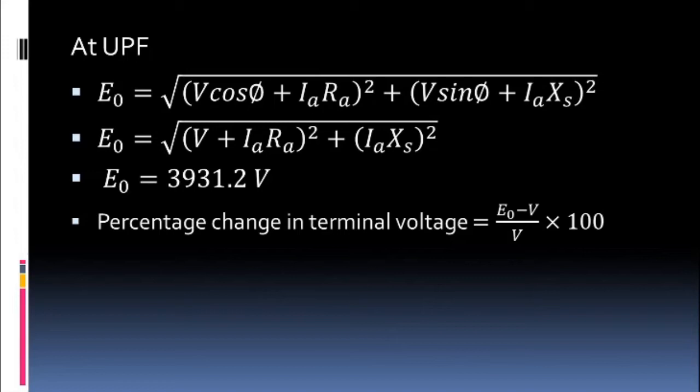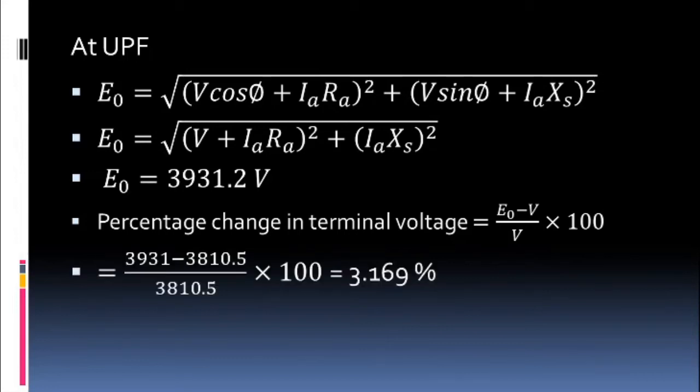Let's substitute the calculated E0 value. V again, you will put the per phase value. That's important. You need to remember this. So, substitute 3931.2 as the E0 value. V is the per phase 3810.5 as you got, and then calculate the percentage regulation and tell me what value you are getting. Yes, it is 3.16. Correct. So that's it for UPF.